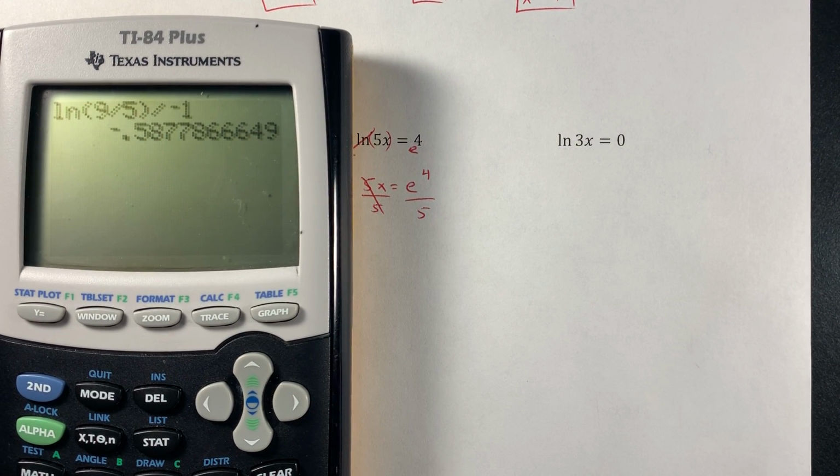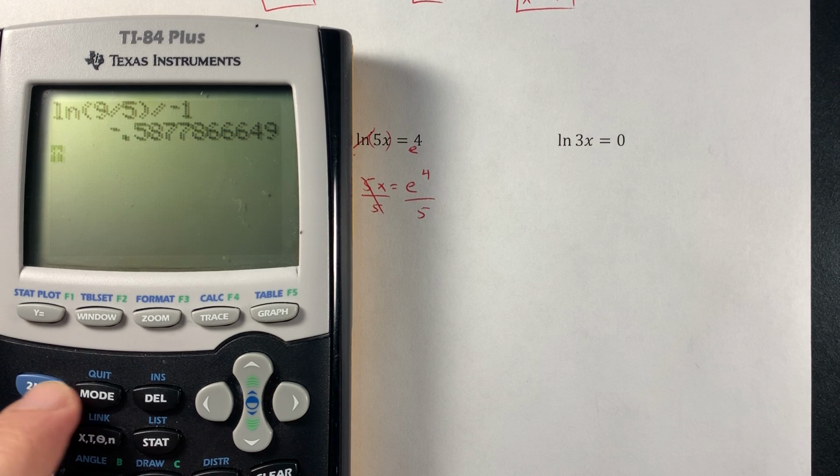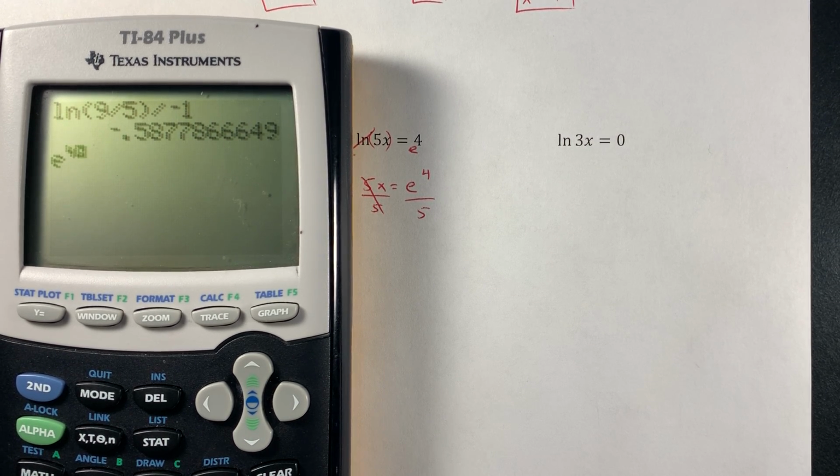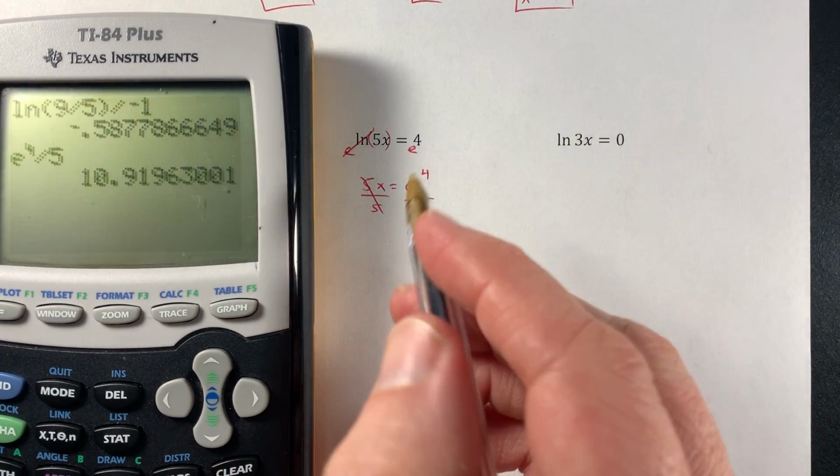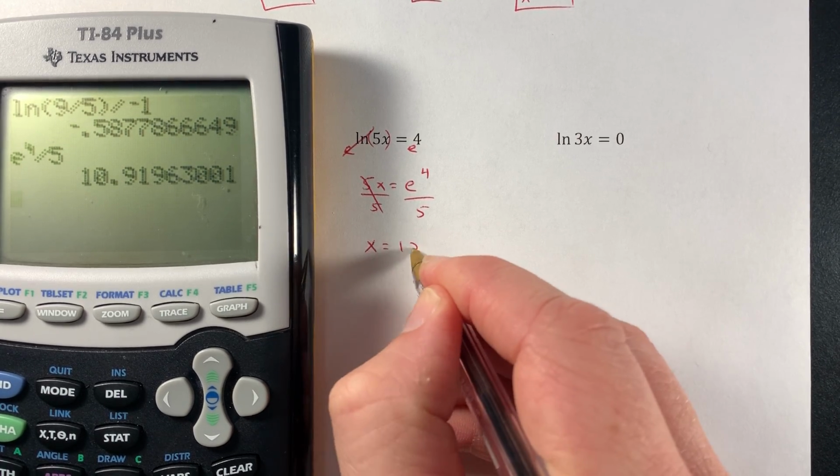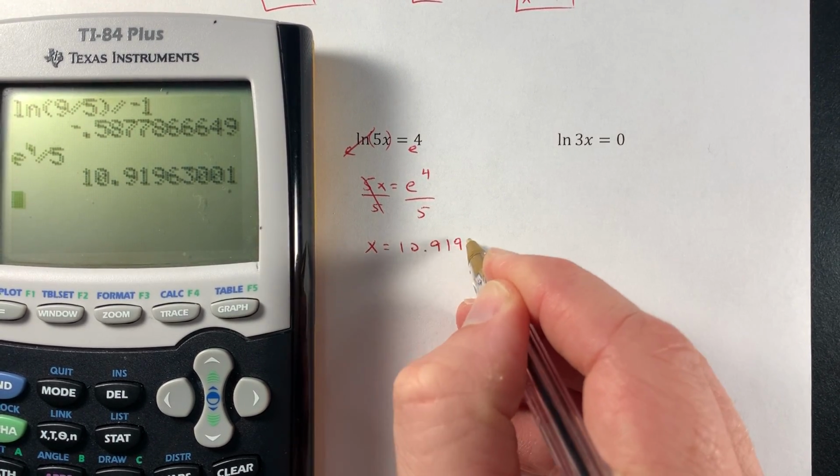So I have e to the 4th power and that is divided by 5. So I get x equals 10.9196.